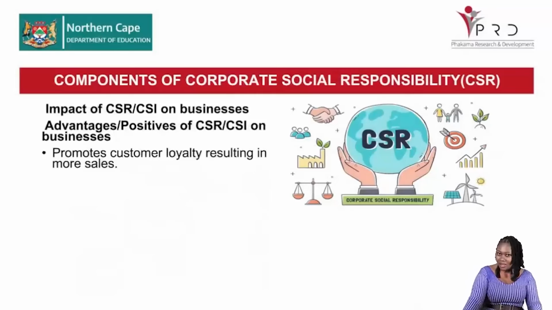Customer loyalty. I'm going to make an example of Coca-Cola. Coca-Cola is known for a lot of their CSR initiatives. They have this initiative called Business in a Box. What Business in a Box is, Coca-Cola donates a full container that is fully equipped for small businesses in communities. Right. Now, because this is benefiting the community, one of the advantages that Coca-Cola has is that it promotes customer loyalty, resulting in more sales. So customers are more likely to buy Coca-Cola products because it benefits them positively as a business, as a company.